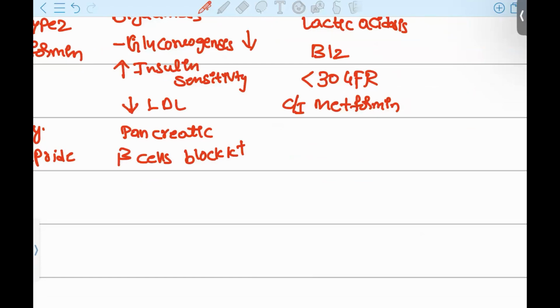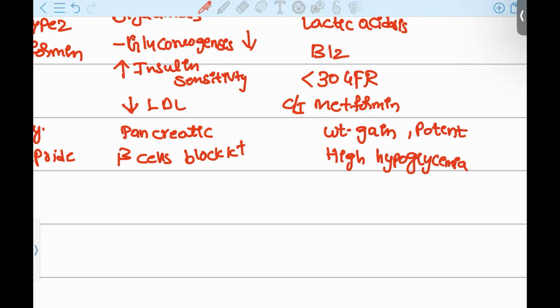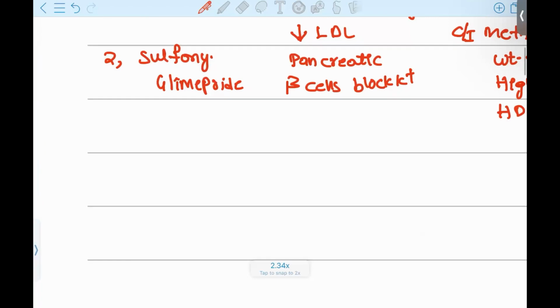What are the side effects? The side effects are usually weight gain and a high risk of hypoglycemia. Patients are very prone to hypoglycemia, which is also commonly noted. These are very potent drugs. That is why in patients with heart disease, you should not give these drugs; it is contraindicated. So sulfonylureas, like glimepiride, are these drugs.